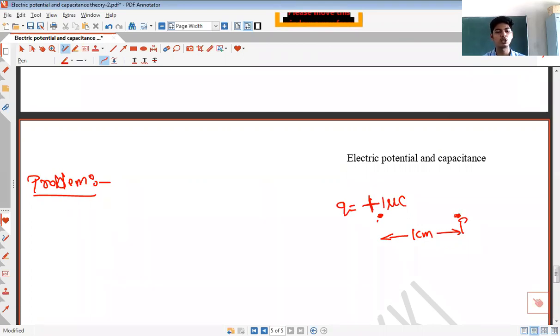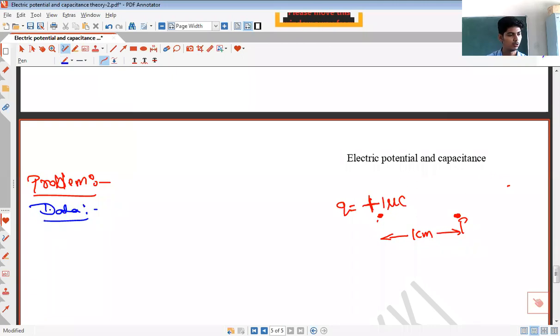To calculate the potential at this point, in order to move a charge of +1 coulomb from infinity to this point, what amount of work will you have to do? That must be calculated. Can you calculate the potential at this point due to a charge of +1 coulomb? So we can write the data.